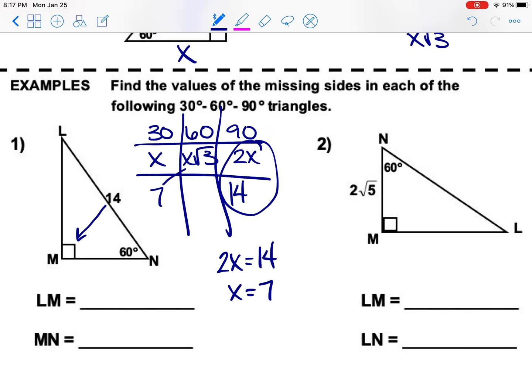Once you know x, you can substitute in for that x and say that across from the 60 will be a side length of 7 square root of 3. And so now once you get that chart filled out, let's look and see who it's asking for. LM is right here. It's across from the 60, so I go to my tic-tac-toe. Under the 60, I wrote that that would be 7 square root of 3. MN is across from the 30, and so that would be 7.